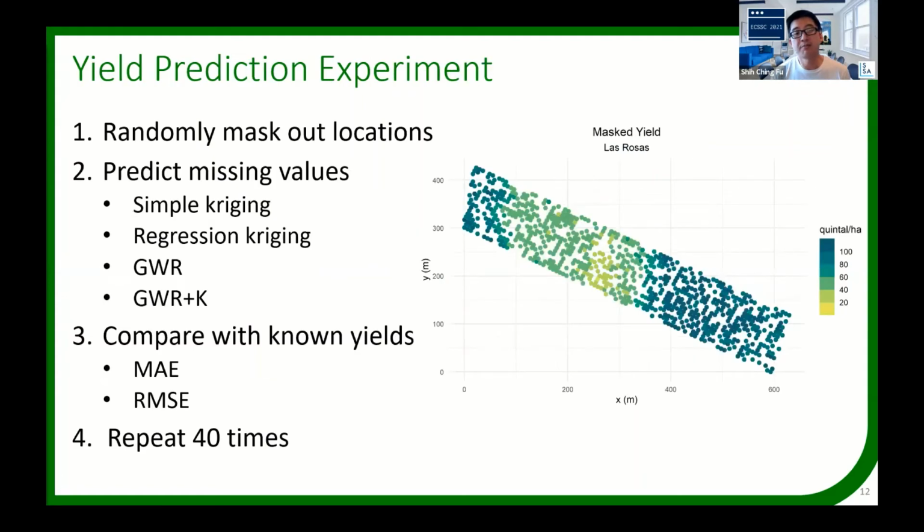So a simple way to compare the accuracy of 4 methods is to use a data splitting approach. On the right, we see that we've randomly masked out about 50% of the values of the yield, and we try to recover those values using 4 methods: simple Kriging, regression Kriging, GWR, and GWRK. Accuracy was then expressed in terms of mean absolute error and root mean square error, and we repeated it 40 times to get some idea of the distribution of the errors.